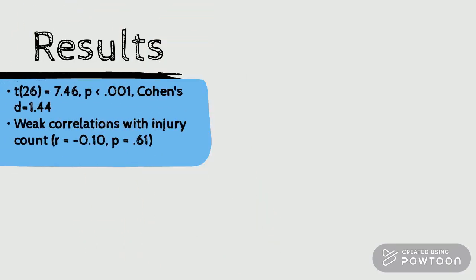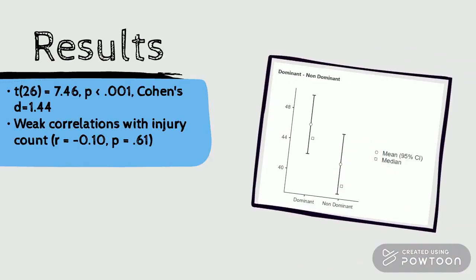Our results showed a significant difference in grip strength between the dominant and non-dominant hands. On average, players' dominant hand strength was 46.1 kilograms compared to 41.4 in the non-dominant. A statistically significant difference with a large effect size, meaning this was not just random variation.